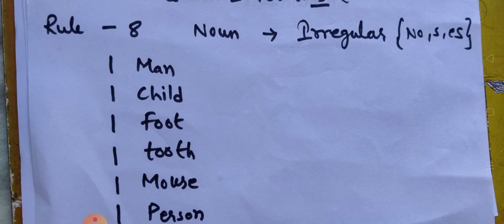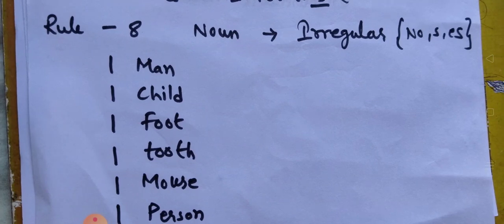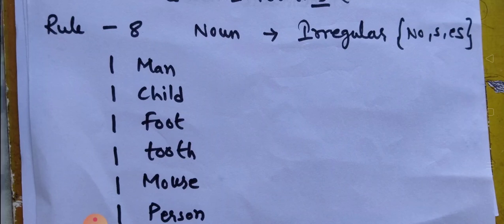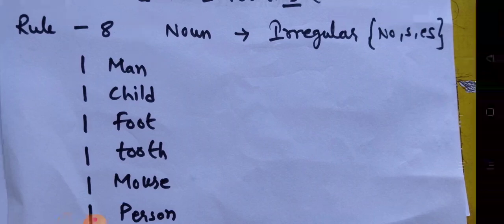Rule number 8 is basically for irregular nouns. It means there is no need to add S, even no need to add ES. You simply change the whole noun. For example, you all have heard about man. But when we are talking about two or more, we make it men, we change the middle letter. The same way, one child, but when there are more, we call it children. One foot becomes feet, tooth, teeth, mouse, mice, and the same way person becomes people.